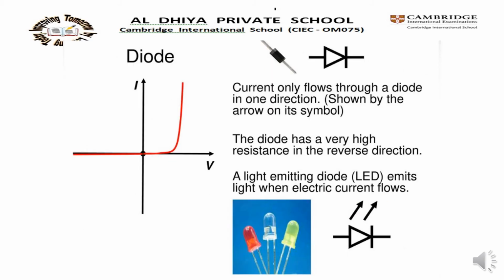Diode. A current can only flow through a diode in one direction. The diode is used to control the direction of flow of current through complicated circuits. Example, radio. What is the difference between a resistor and a diode? A resistor controls the size of the current that can flow through it, but a diode controls the direction of the flow of the current.